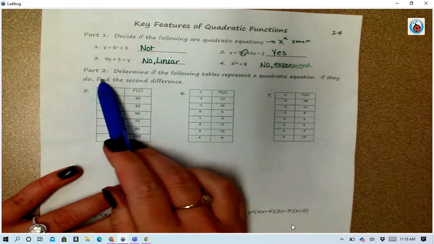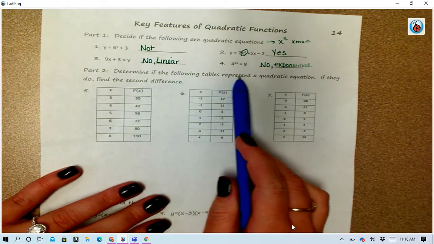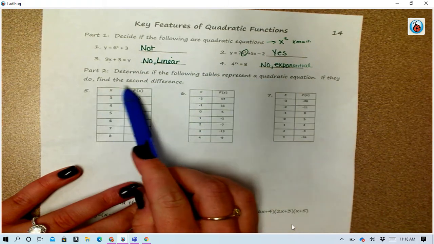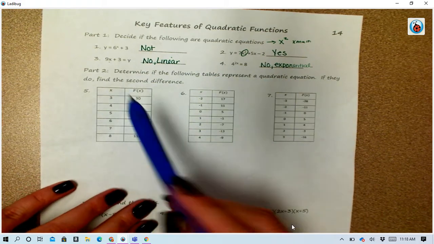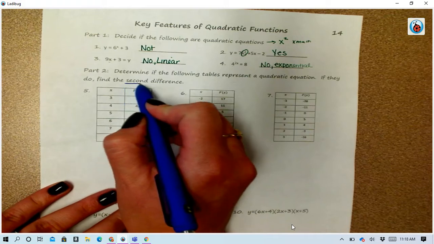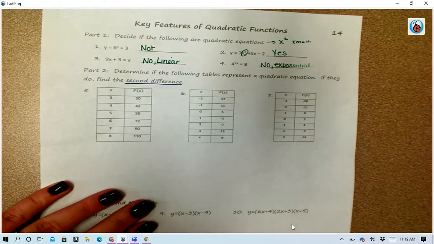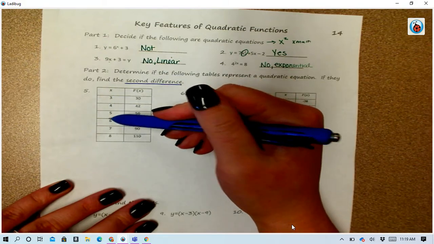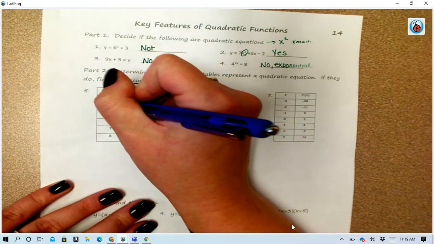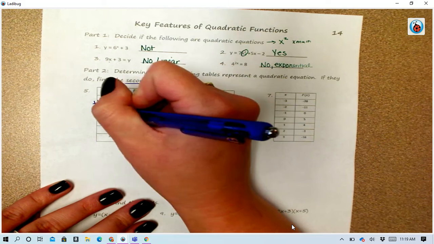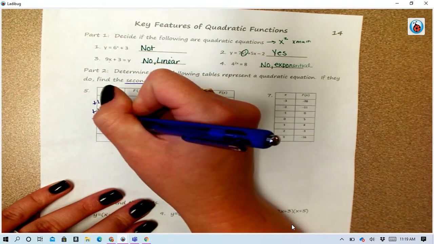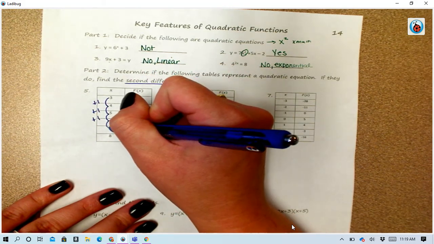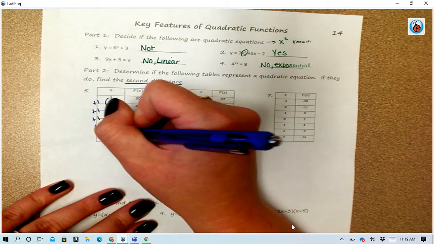Okay, part 2. Determine if the following tables represent a quadratic equation. If they do, find the second difference. So all we're going to do is check and see if they have a second difference. So we're going to count our x's, see what they go up by. So 3 to 4 is a plus 1, 4 to 5 is a plus 1, 5 to 6 is a plus 1, 6 to 7, and 7 to 8, they all increase by 1.